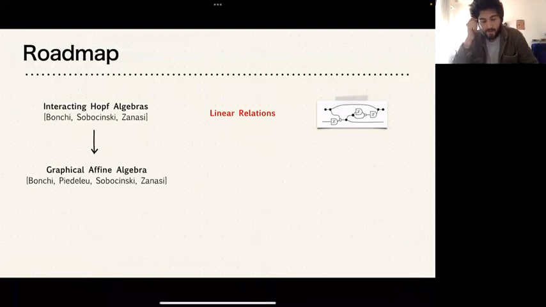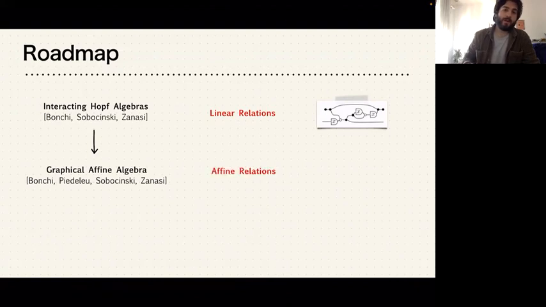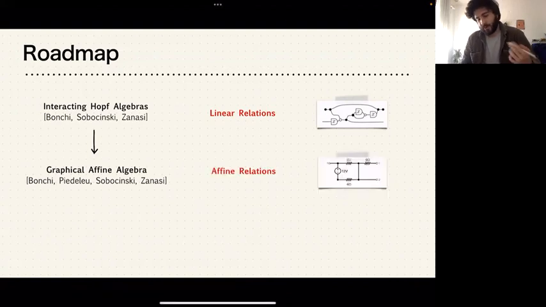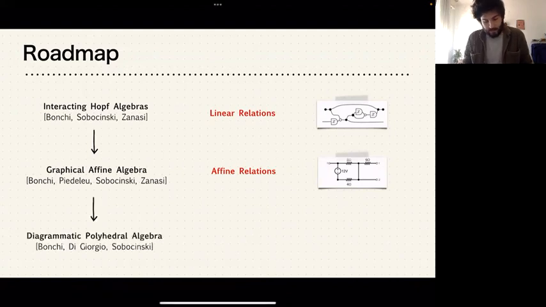Our first extension of interacting Hopf algebras is graphical affine algebra, where we move from linear relations to affine. Here the application is the modeling of electrical circuits. And finally, we come to diagrammatic polyhedral algebra, where we axiomatize, as we will see later, polyhedral relations.